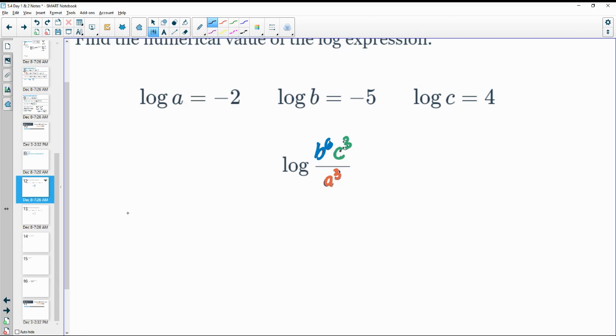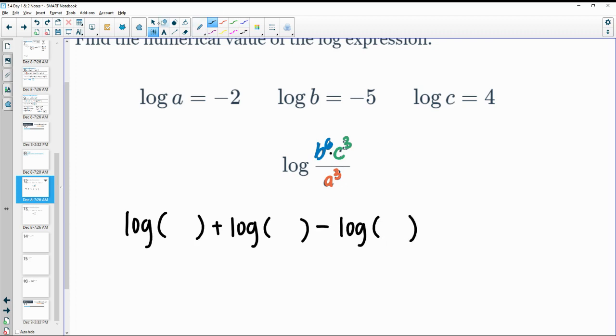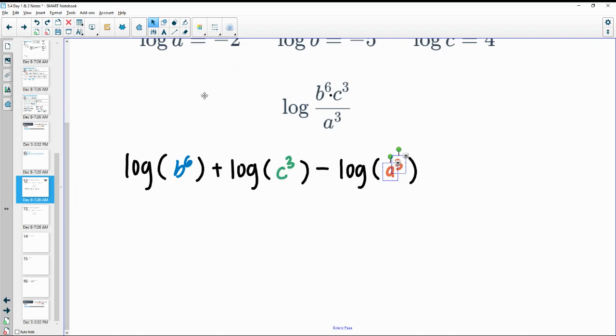So we're going to expand the logarithm by adding the logs on top. So we're going to do log of each of these tops, and since this is multiplication, we're going to add, and the one on the bottom, we're going to subtract. So we've got log of B to the 6th plus log of C to the 3rd minus log of A to the 3rd. And then we're going to expand even further by moving these exponents out to the front, right?